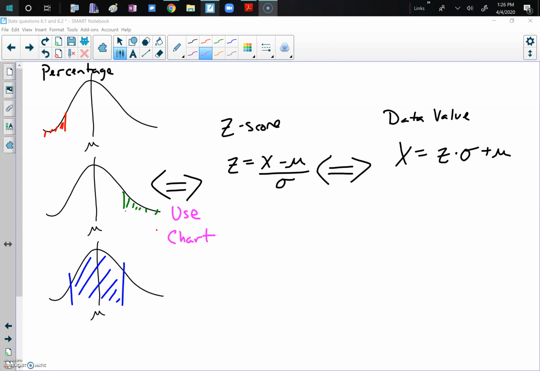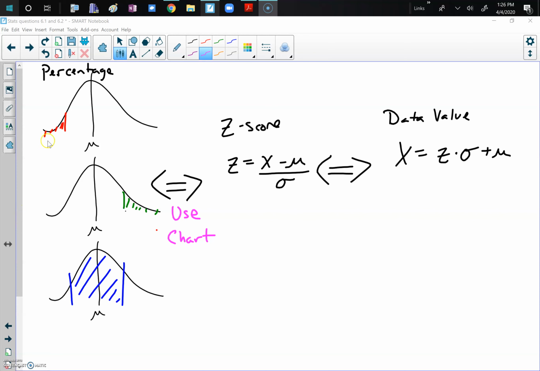Hi, statistics. I've had a couple of students ask me about when do we know which formula to use, or if I'm giving a problem, knowing how to start and using a particular formula. So I wanted to share this graphic with you because I think that would help summarize the process that you go through in the problems you've been solving in Chapter 6 to go from percentages to data values and back.